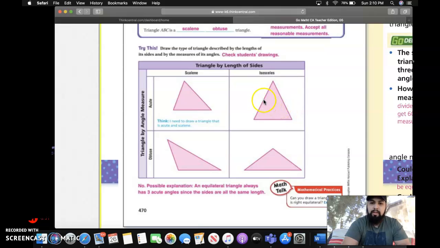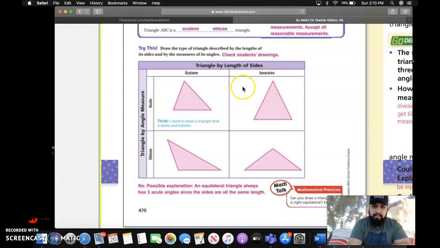And to show that this one's different, I could leave it blank, or I could show that this one has 2 tick marks. If you put 1 and 1 there, you would put 2 there to show that it's different, or leave it blank. So scalene acute, and then isosceles acute.